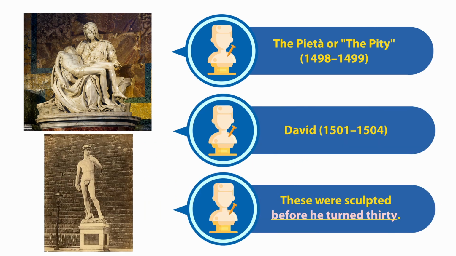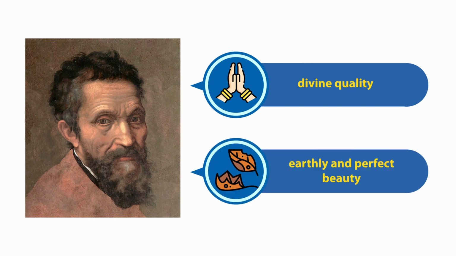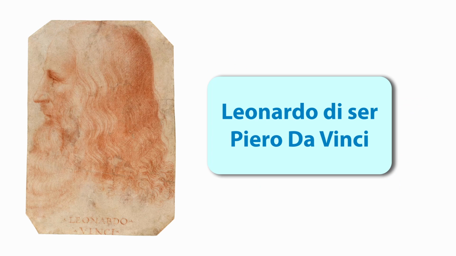Both of these were sculpted before he even turned 30. Michelangelo shows himself and his audience the divine quality and the significance of these figures using earthly and perfect beauty. Second is Leonardo di Ser Piero da Vinci.